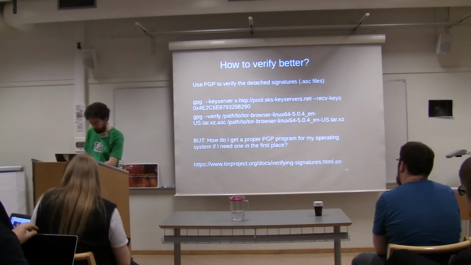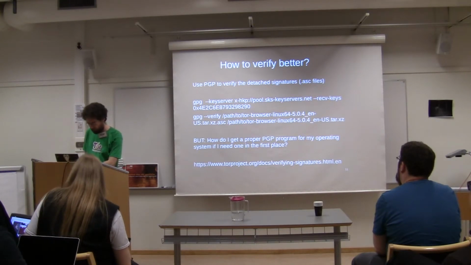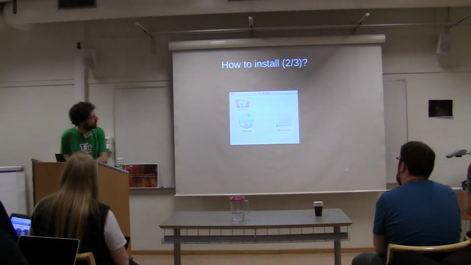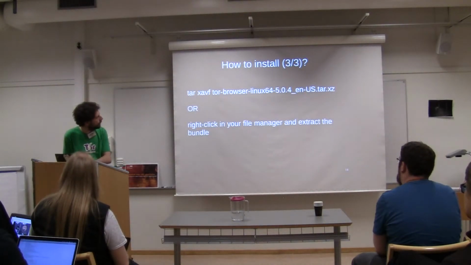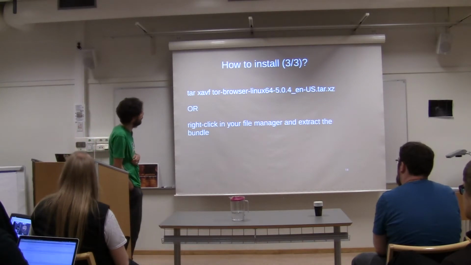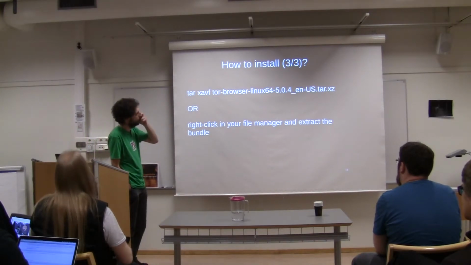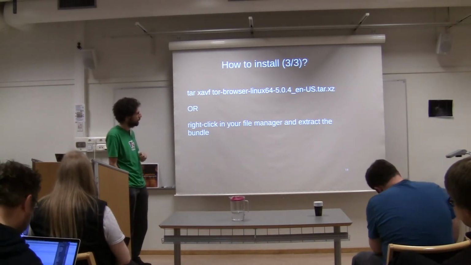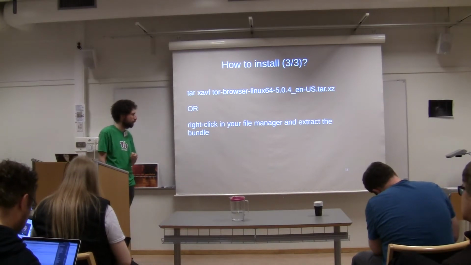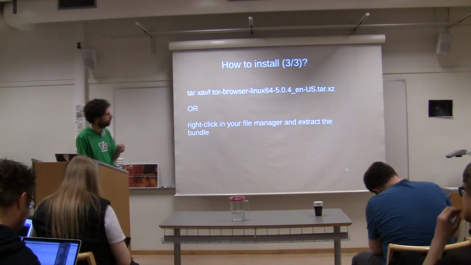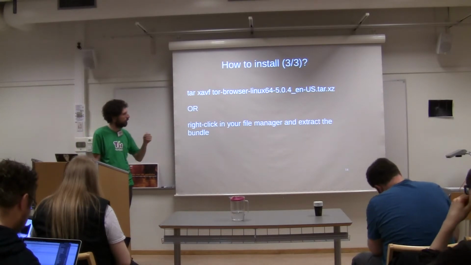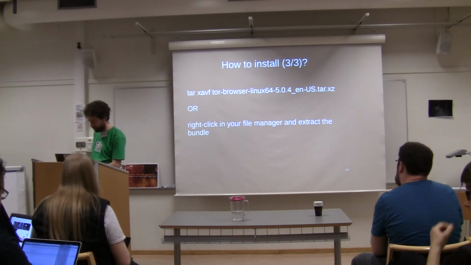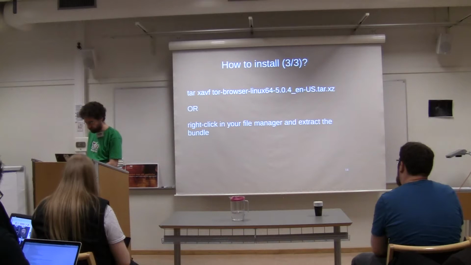So let's suppose you have downloaded by now and verified all the things. How do you install these? Let's skip the Windows one. We don't want Windows. We don't want OS X. On Linux it's pretty easy. If you're on a terminal, then you're just extracting the archive. Or you can right-click on your file manager and extract the bundle there. So there's both means. If you're more the terminal guy, then you're taking the first one. If you're used to a graphical interface, then the second one.